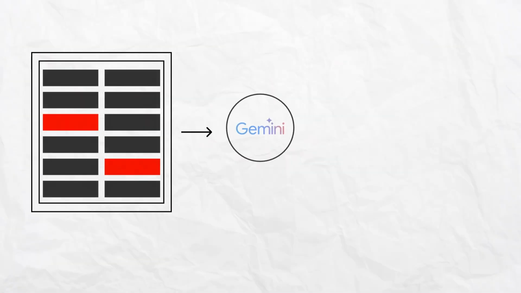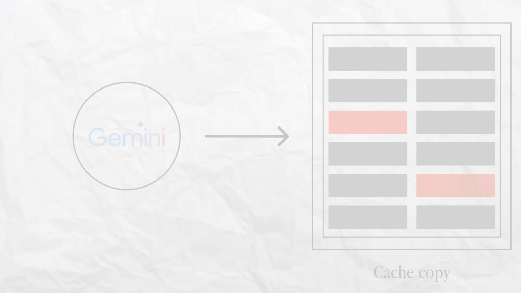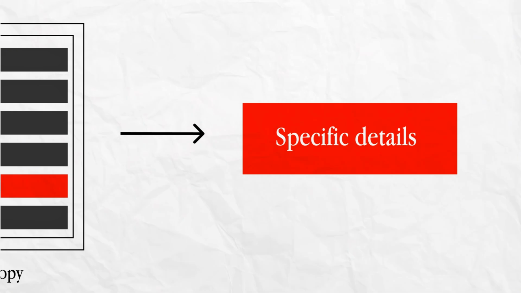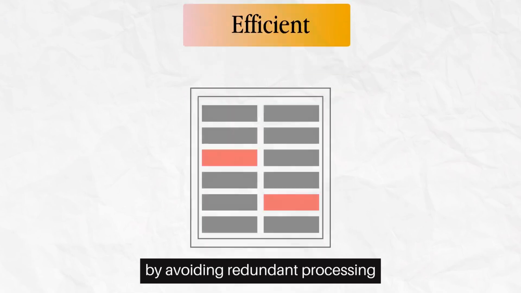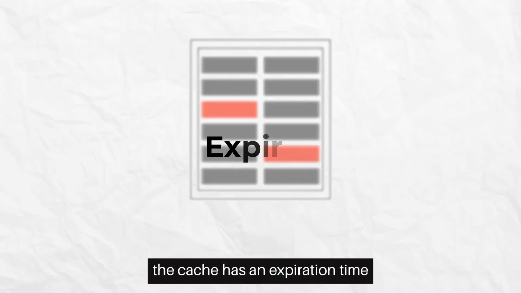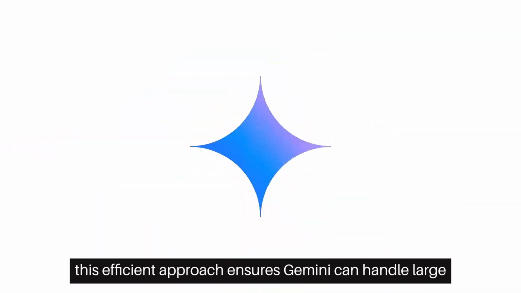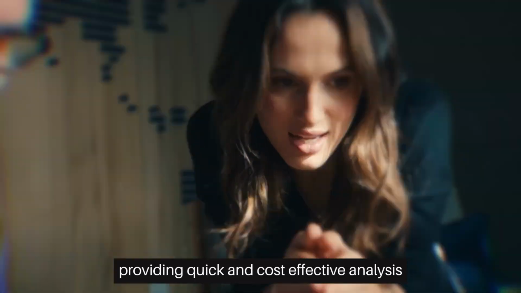First, Gemini checks if the thread is related to fraud using the cached copy. If it is, Gemini looks again at the cached copy to find specific details without reading the whole thread over. By using the cache, we save time and reduce costs by avoiding redundant processing. The cache has an expiration time, so the stored data doesn't stay forever. This efficient approach ensures Gemini can handle large email threads with ease, providing quick and cost-effective analysis.